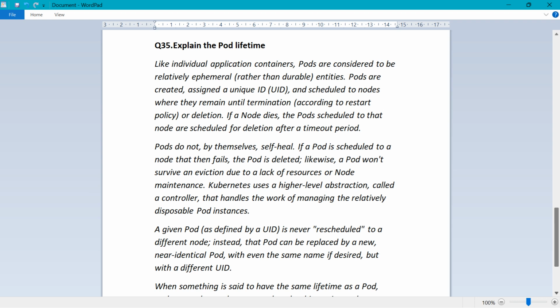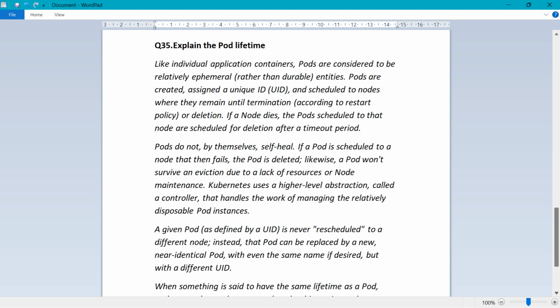If a node dies, the pods scheduled to that node are scheduled for deletion after a timeout period. Pods do not by themselves self-heal. If a pod is scheduled to a node that then fails, the pod is deleted. Likewise, a pod won't survive an eviction due to a lack of resources or node maintenance.